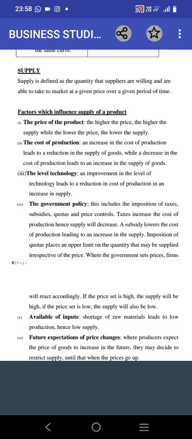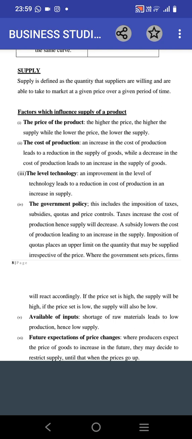If you have a shop, you will price the goods, you'll give the price, and sell to the people. If you're the supplier and you make goods, you will first price them and take them to the market to be sold at a given price over a given period of time.